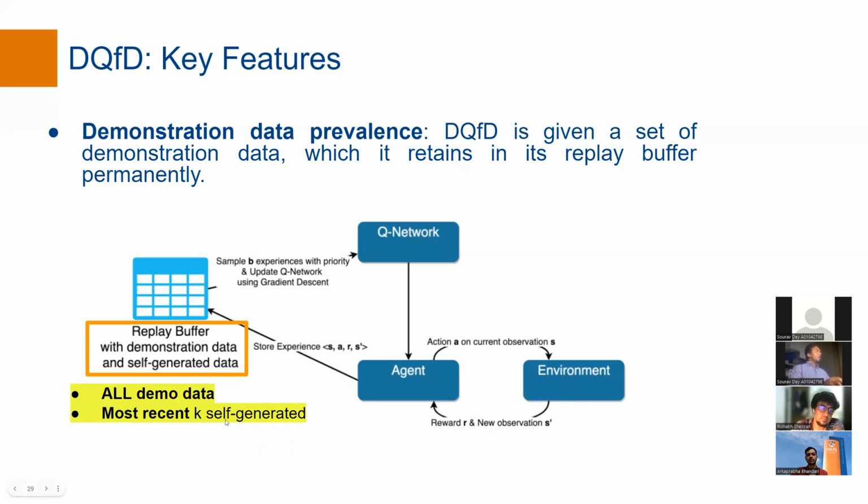In this case, DQfD keeps all the demo data and only keeps the most recent self-generated data points. Once the self-generated data fills the replay buffer, we discard the oldest point and replace it with the newest data point. This basically allows us to preserve the demo data at all times.